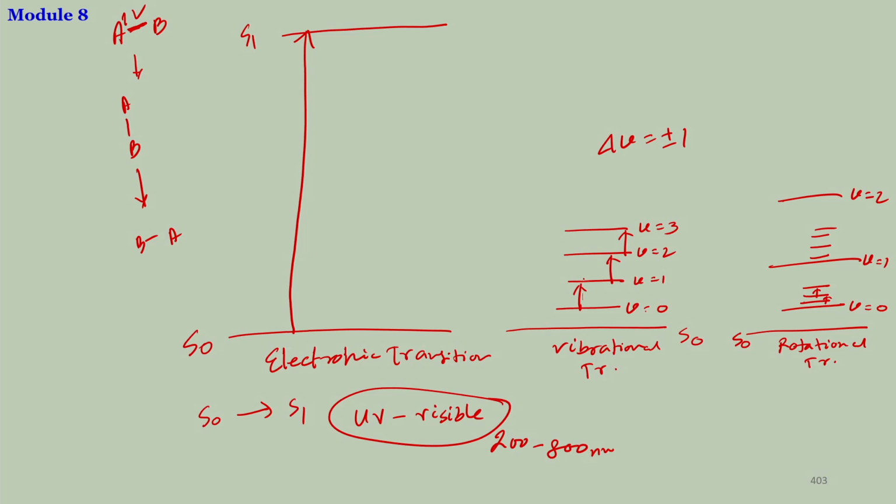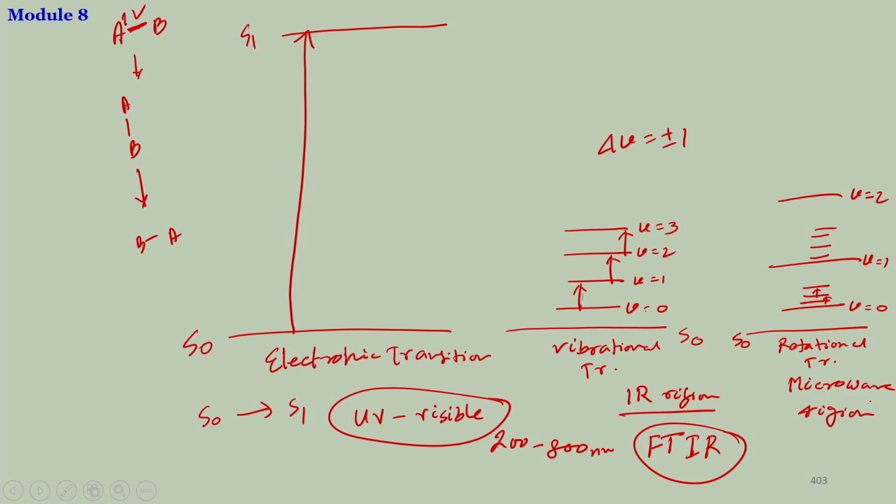Similarly, the energy required for a vibrational transition falls under the infrared region, and that is why vibrational spectroscopy is known as infrared spectroscopy, FTIR. FTIR is Fourier transformed infrared spectroscopy. Whenever you are talking about FTIR, it deals with vibrational transitions only, not electronic transitions. Similarly, UV visible spectroscopy talks about the electronic transition only. And then comes the rotational transition. This energy is so small that it falls under the microwave region.